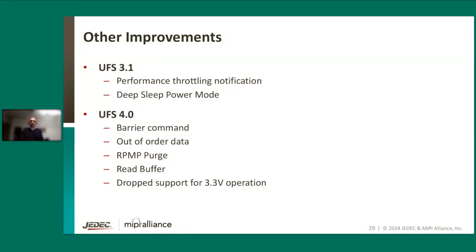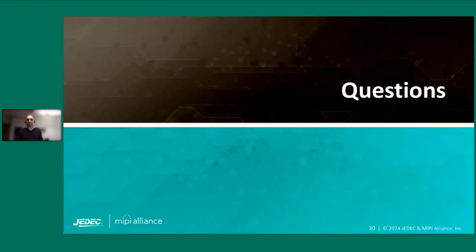But on UFS 3.1, we have a notification of performance throttling in the deep sleep power mode. UFS 4.0 introduced a barrier command, out of order data, RPMB purge, I'm sorry for the typo there, read buffer, and also, in order to enable newer technologies and lower power consumption, we dropped the support for 3.3 volt operation. Now the highest voltage you can connect is 2.5. And I think that this finishes my part of the presentation.